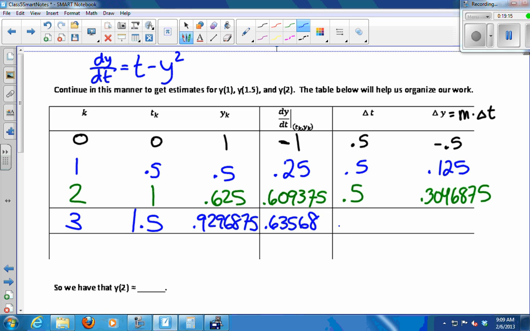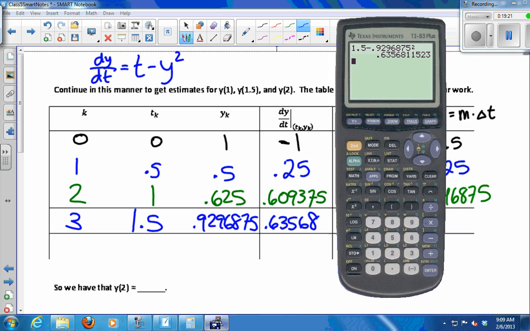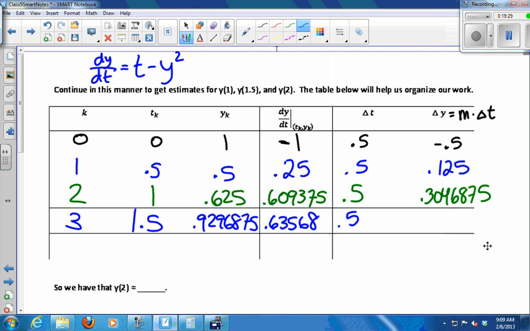Okay, so delta t is still 0.5. Delta y is your slope times your delta t. So this is my slope, this whole number. Multiply that times delta t, 0.5, and we get 0.3178. One more step, because my t was 1.5, add delta t and I get 2. So that's what I'm interested in, the value of the solution at 2.